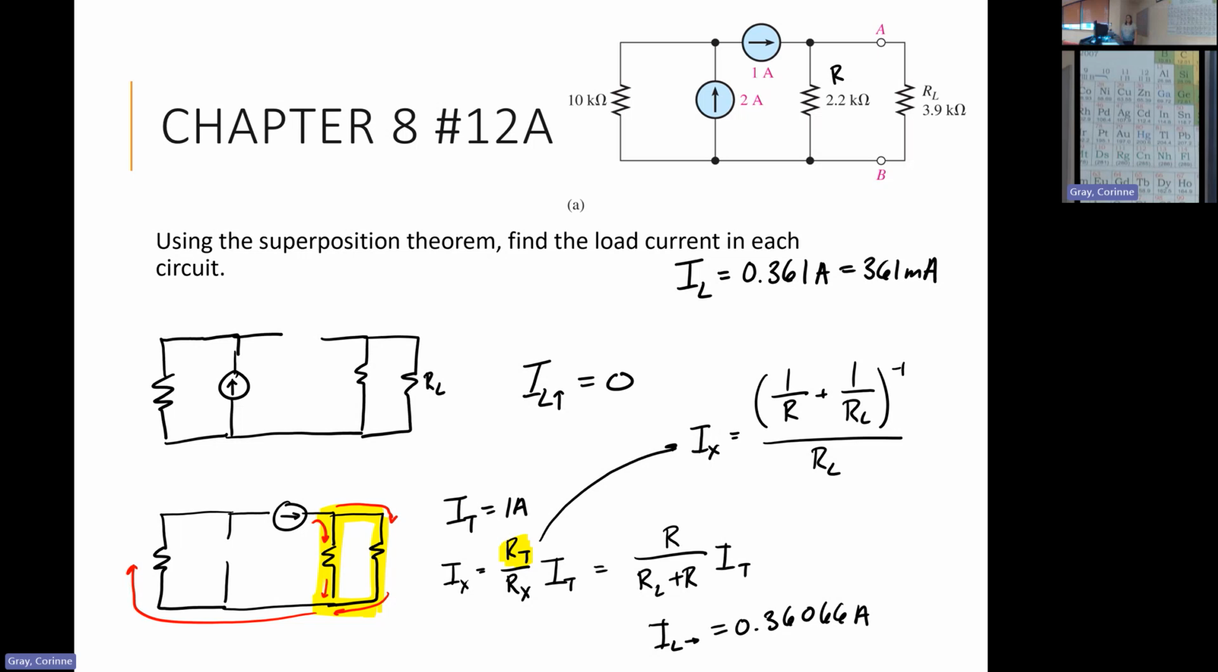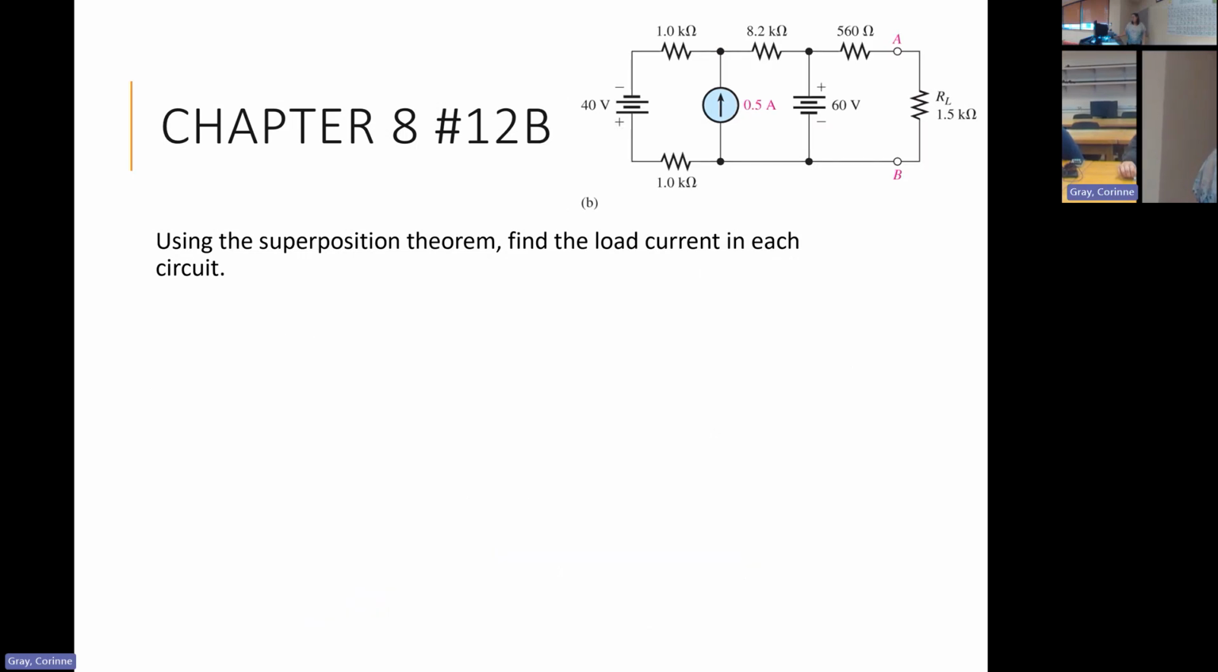Any questions about 12A? Well, what I want you to do, and feel free to work with your neighbors while you do this, is draw the 3 circuits you need for 12B.